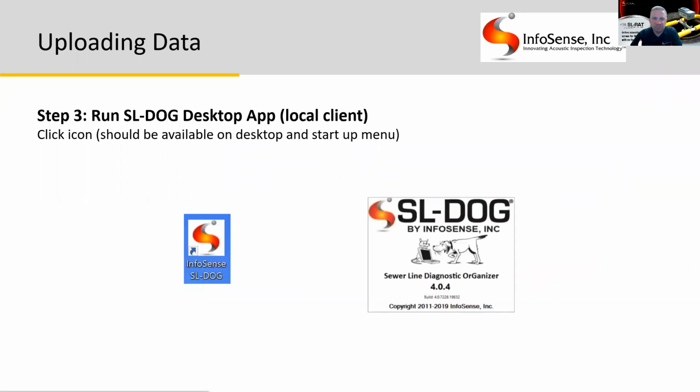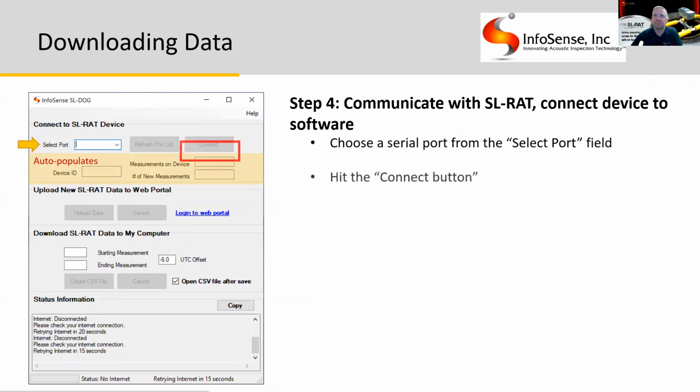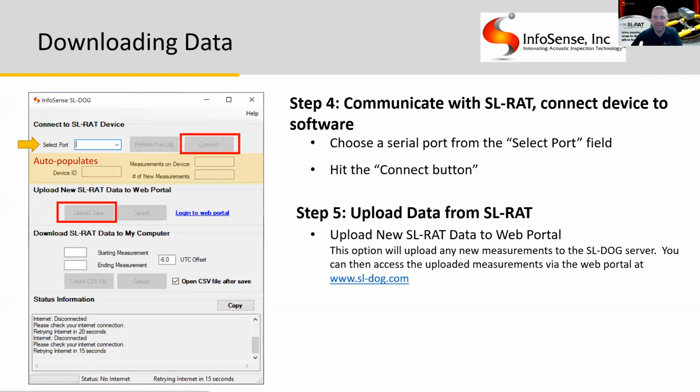Wait for the RX display to say Transfer Data to PC, follow directions on PC. The next step is click the desktop icon for the SLDog local client to open the PC data transfer tool. Then click Connect and wait for the next several fields to populate. Then you click Upload and wait for the status bar at the bottom to complete the upload. This resets the data memory on your SLRAT and puts all of the measurements into your web portal.